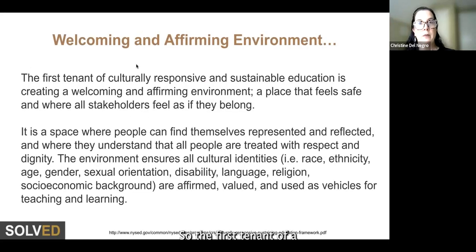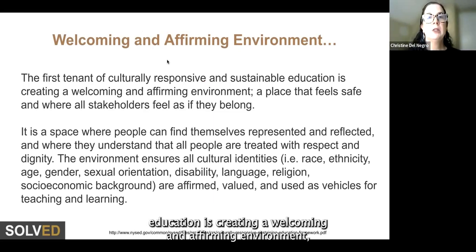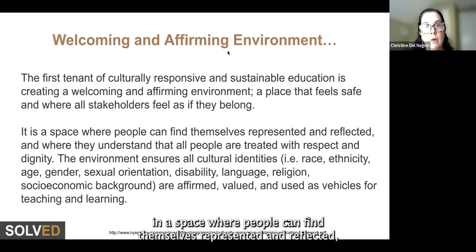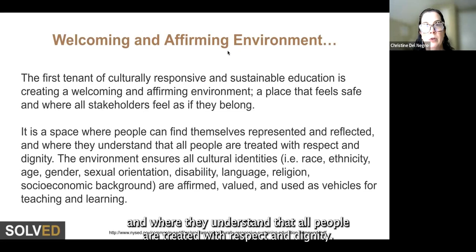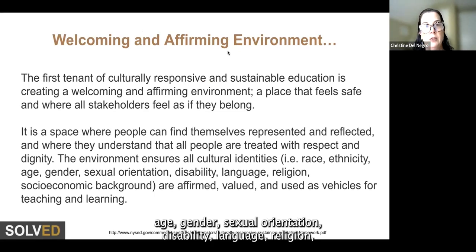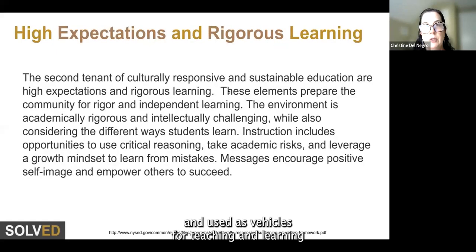So the first tenet of culturally responsive and sustainable education is creating a welcoming and affirming environment, a place that feels safe and where all stakeholders feel as if they belong. It's a space where people can find themselves represented and reflected, and where they understand that all people are treated with respect and dignity. The environment ensures that all cultural identities, i.e. race, ethnicity, age, gender, sexual orientation, disability, language, religion, socioeconomic background, are affirmed, valued, and used as vehicles for teaching and learning.